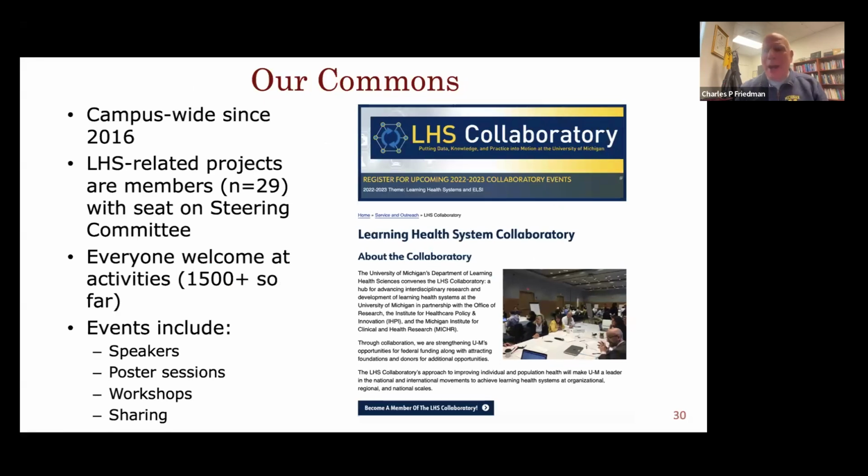The LHS Collaboratory at the University of Michigan started in 2016, and the way it works is that even though everybody is welcome as individuals at LHS Collaboratory activities, and 1,500 or so different people have participated to date in these activities over these 9 years, really, the members of the collaboratory, as we set it up, are LHS related projects, and we currently have 29 such projects, each one with a seat on the collaboratory steering committee.